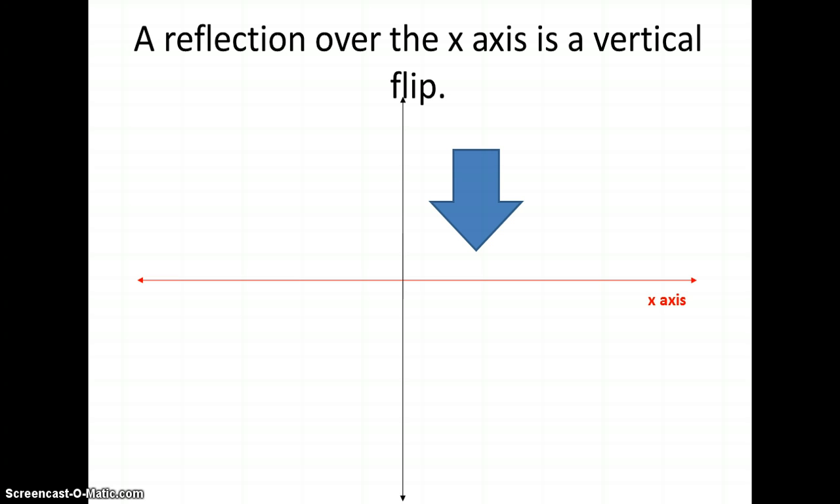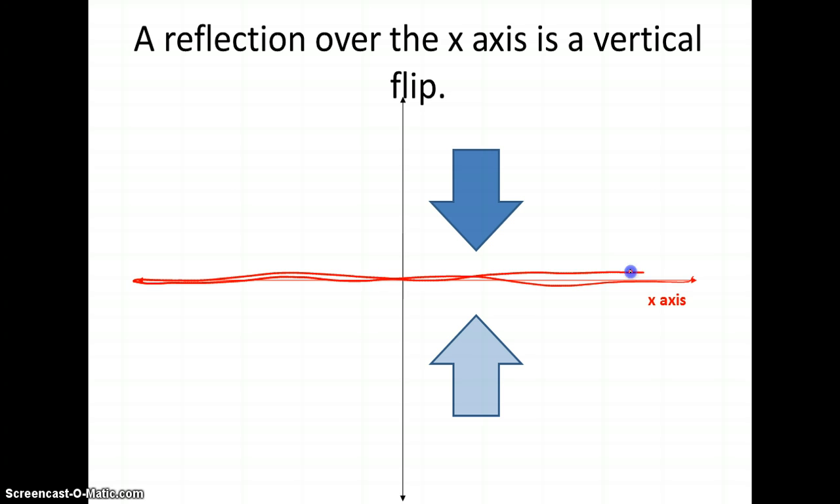So that means I'm going to take this figure right here and I'm going to flip it over the x-axis. Notice what happened when I flipped it over the x-axis. It is completely turned upside down, or flipped upside down, and it is flipped vertically. Because when I go over the x-axis, all of my figure is going to go over my horizontal axis. So it's going to be actually a vertical flip going up to down.